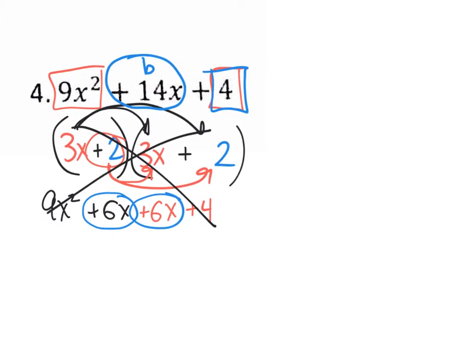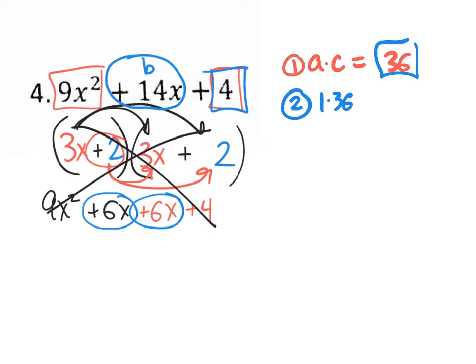Maybe. The only other possibility, since the a value is not 1, would be to try the long method, right? Step 1 is to multiply a times c. 9 times 4 is 36. And then step 2 is to think of the multiples of 36. 1 times 36, 2 times 18, 3 times 12, 4 times 9, and 6 times 6. Do any of these combine together to give us the middle value 14?